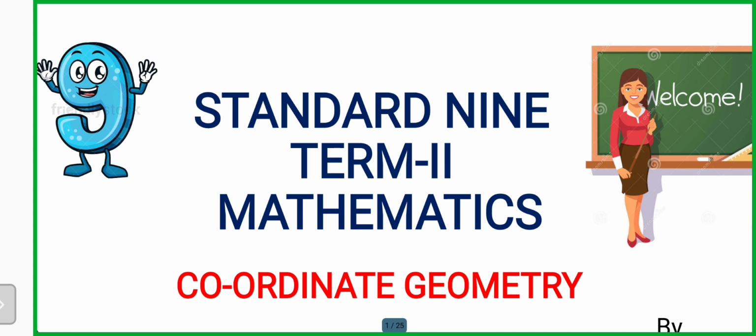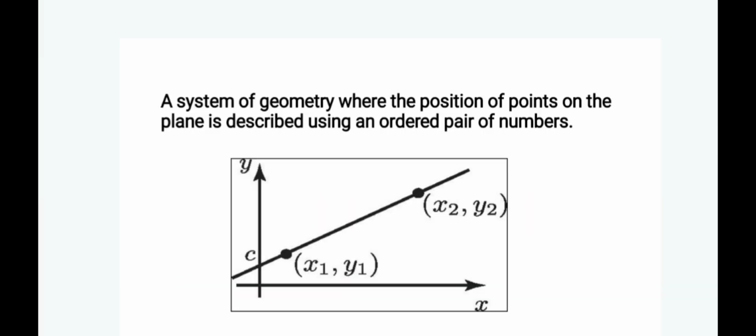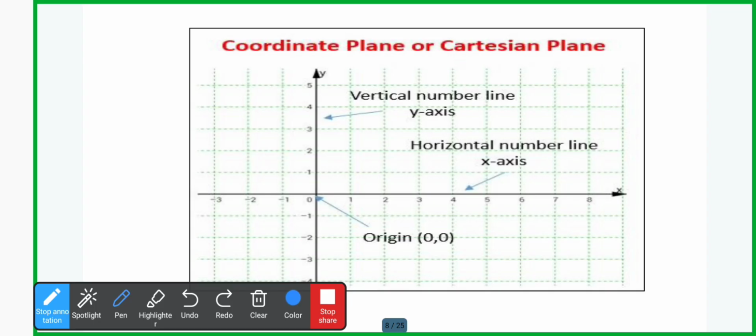Before starting the exercise questions, let's recall this topic. Let's suppose we have this point A and this point B. The first coordinate is always the x coordinate and the second one is the y coordinate. Coordinate plane or Cartesian plane.